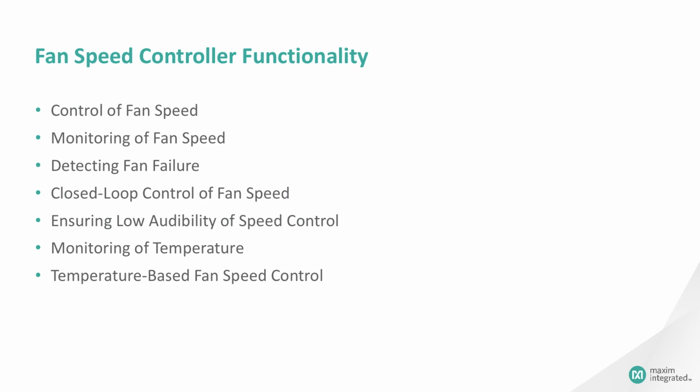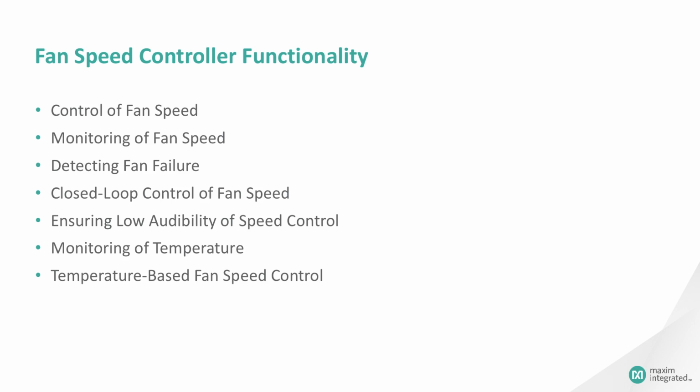Ensuring low audibility of speed control means adjusting the speed of the fan to match the system's cooling requirements. That can help to reduce the average noise level produced by the fan. However, it is necessary to be aware that each time the fan's speed is changed, the change in noise level can be very apparent to anyone near the system. The best fan control ICs include features that help to reduce the audibility of fan speed changes.